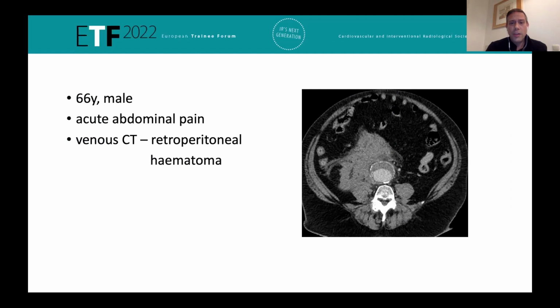So we got a CT with only a venous phase, but what we can clearly see here is a large retroperitoneal hematoma. What we also can see is that there are no large amounts of contrast inside of the hematoma. So maybe we have had a bleeding and the bleeding is not in an acute setting right now.